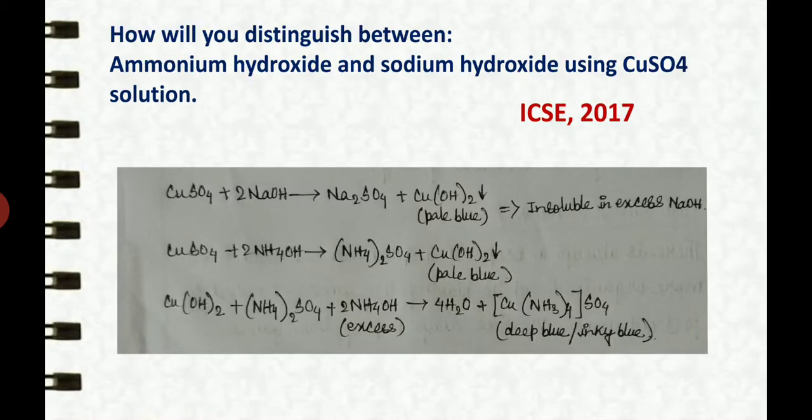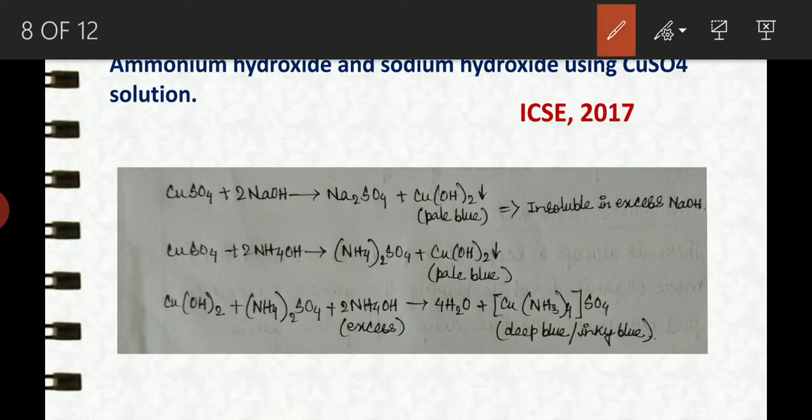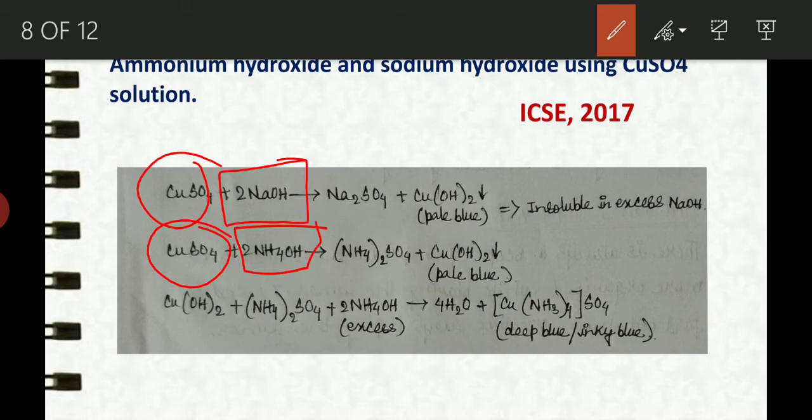Next is a question from 2017 ICSE. You have to distinguish between ammonium hydroxide solution and sodium hydroxide solution using copper sulfate solution. Basically, copper sulfate will react with both sodium hydroxide and ammonium hydroxide, and in both cases a pale blue precipitate of copper hydroxide will be formed.